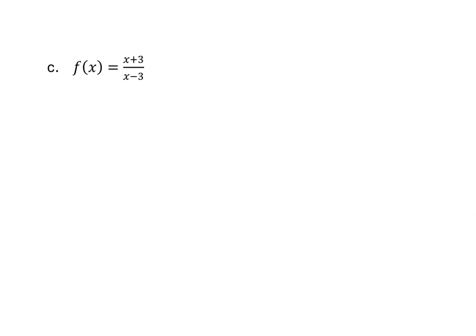All right, for example C, again, we're going to start with our asymptotes and our intercepts. If we start with our asymptotes, for the vertical asymptote we want the denominator equal to 0. If we set the denominator equal to 0, we get a vertical asymptote of x equals 3.